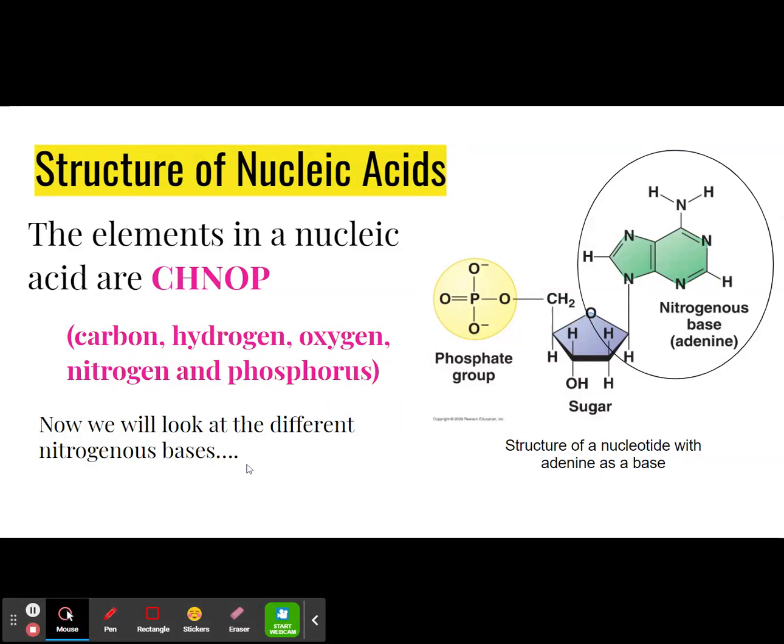All right, so now we'll look at the different nitrogenous bases that exist. So just this spot here, what are the different molecules that can sit here that give us our genetic code, make me different from you and us different from trees and all that good stuff.